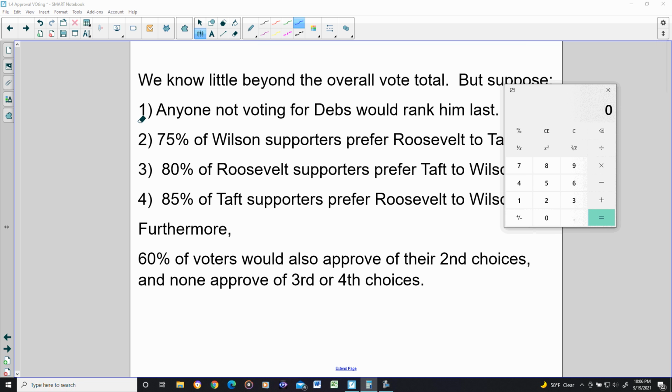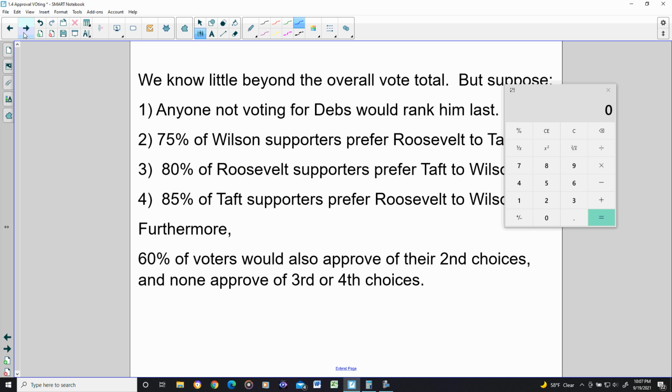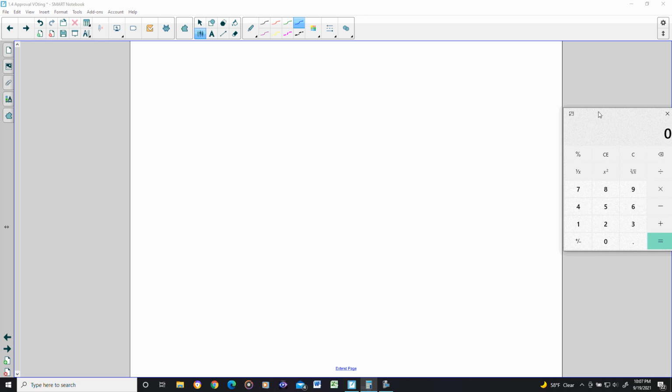Okay, so let's do this. Here's what we know. First off, we're going to build a ranked choice table. What we're going to do is build a table where we have what choices each one can provide. We know that in most cases Wilson, Roosevelt, and Taft are going to be ranked in some order of 1, 2, and 3. So let's write out what all those orders are. And there's also Debs too.